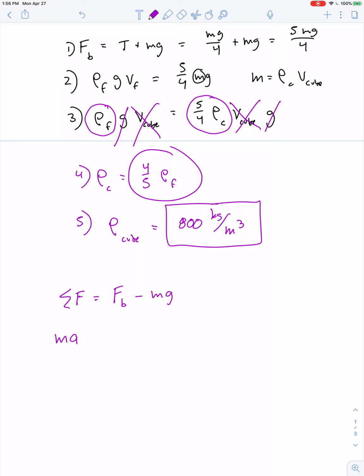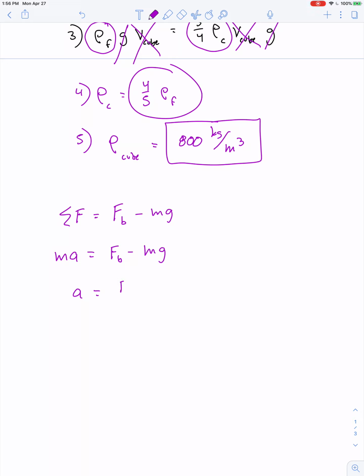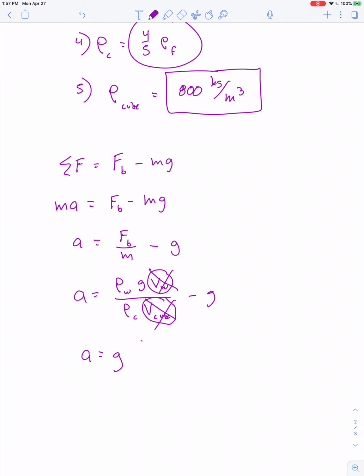So we can say ma is equal to buoyant force minus mg, or a is equal to buoyant force divided by mass minus g. And the buoyant force is equal to the density of the water times gravity times the volume of the water, and the mass of the cube is the density of the cube times the volume of the cube. But the volume of the water and the volume of the cube are equal, so that cancels out. So we get acceleration is just g times the density of water over the density of the cube minus 1.